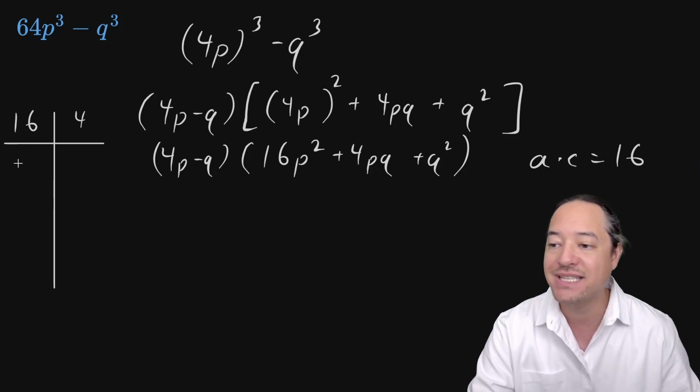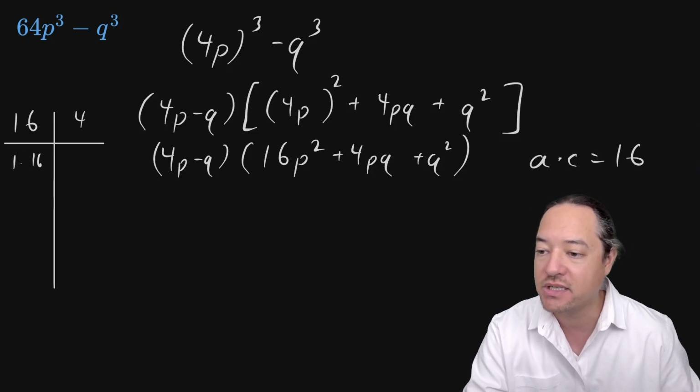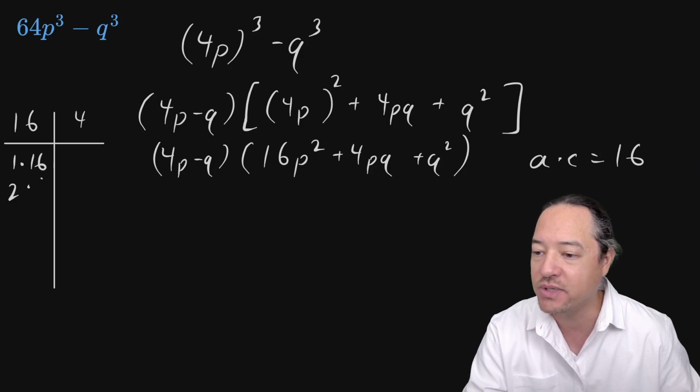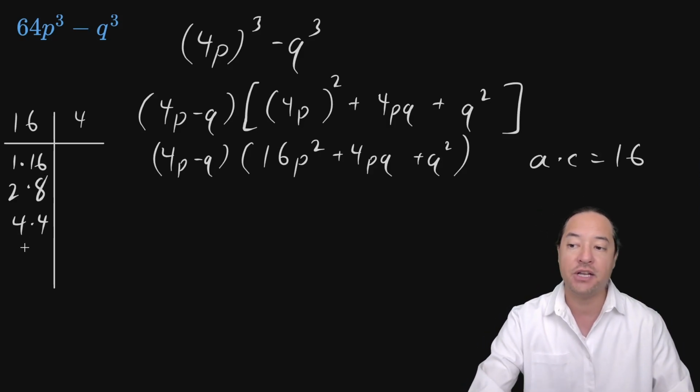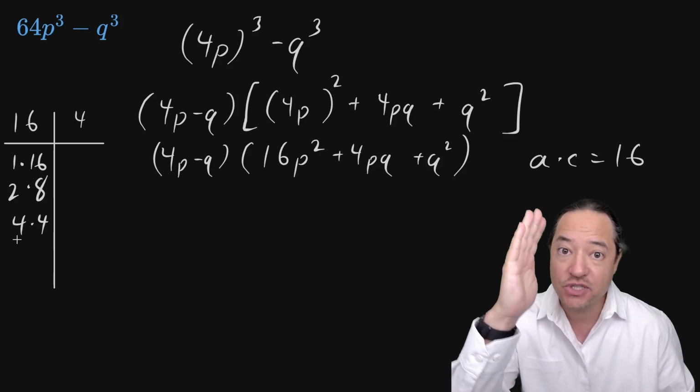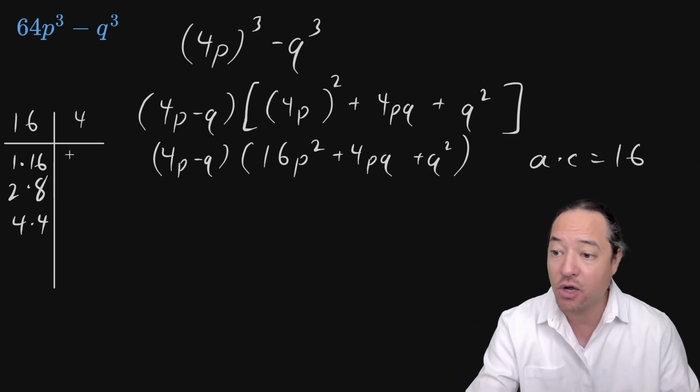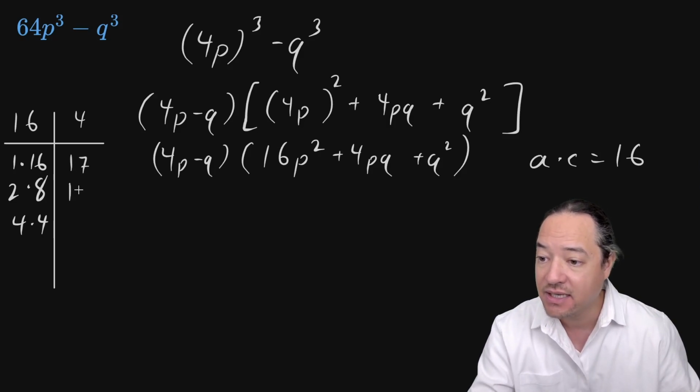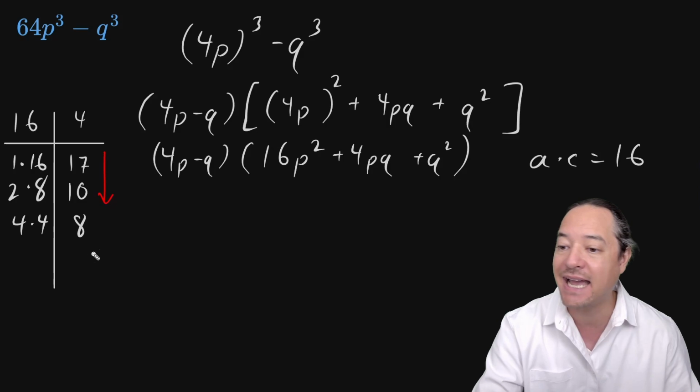Now the factors of 16 are going to be 1 and 16, 2 and 8, and then 4 and 4, okay? And remember what we looked at before. When you add these together, the sums go from largest to smallest. We get a 17, a 10, and then an 8. So these sums are going down like that.